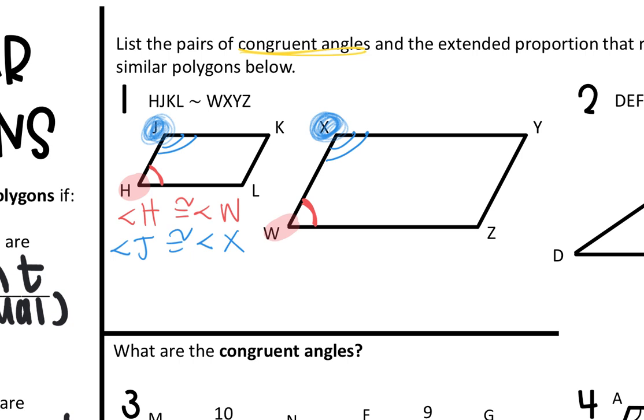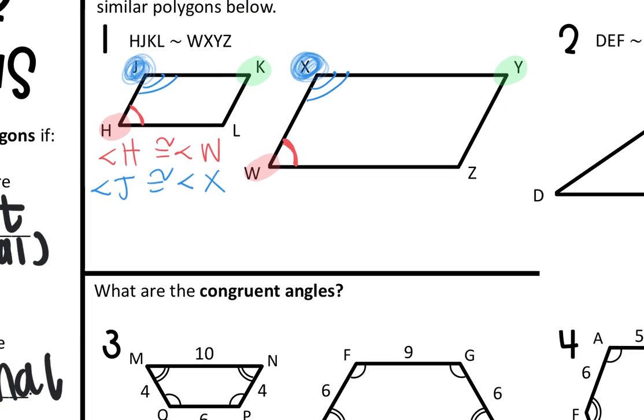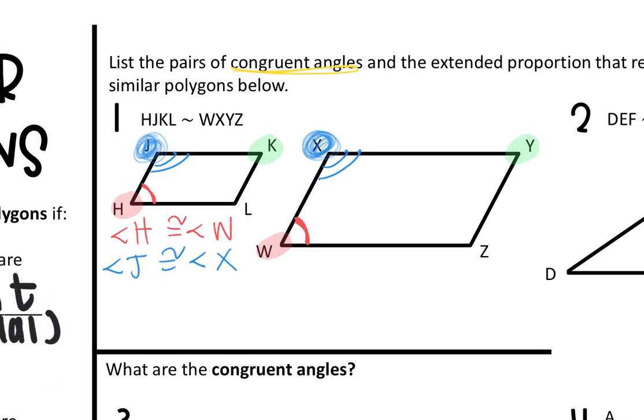Okay, let's do the next part. In green, K and Y are in the same position. These are corresponding angles, and they will be also congruent. Let me draw this out. So I'm going to do 3 arcs for that one. That's what's next. 1, 2, 3. 1, 2, 3. Same amount of arcs means they are congruent. Okay, so let's write it down. I'm going to do angle K is congruent to angle Y.